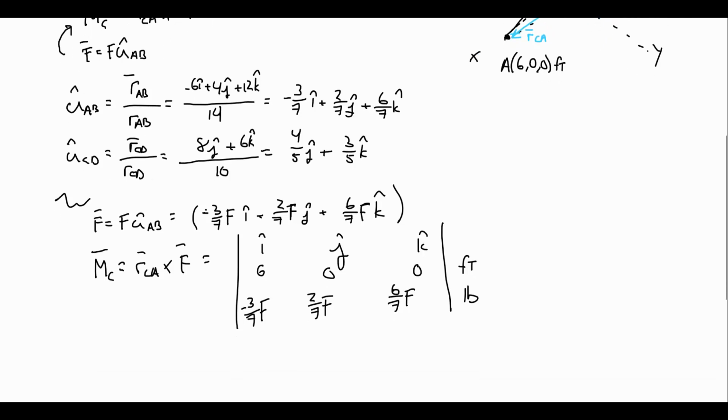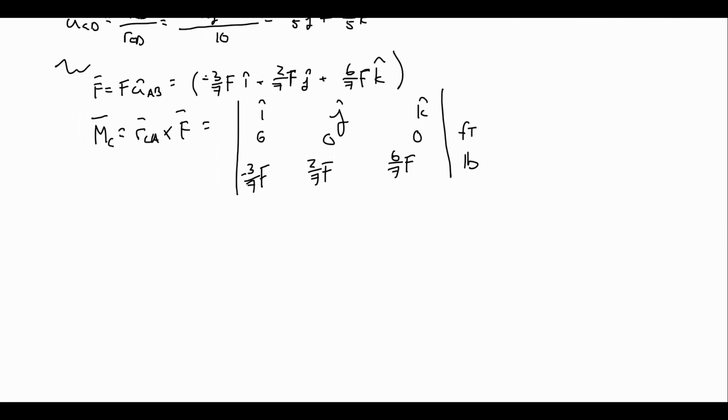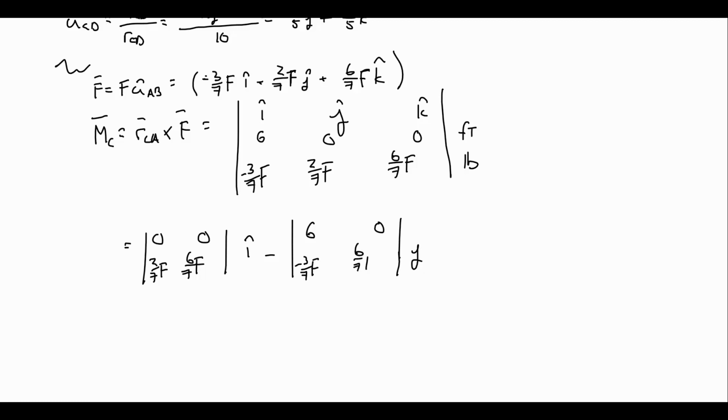So this does look a little bit different than ones we've seen before when we take the cross product, but we can put a variable in there. It's not a big deal. And now when we expand this into its cofactors, I'm going to have 0, 0, 2/7 F, 6/7 F. The j is always going to be subtracted, will be 6, 0, negative 3/7 F, and 6/7 F. And then the k cofactor, 6, 0, that's negative 3/7 F, and 2/7 F.